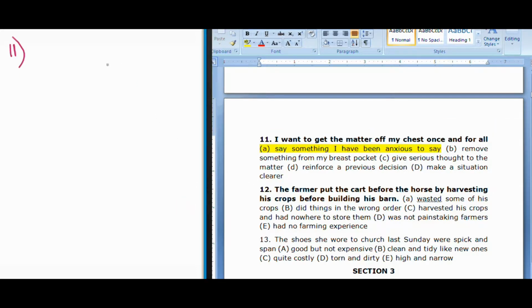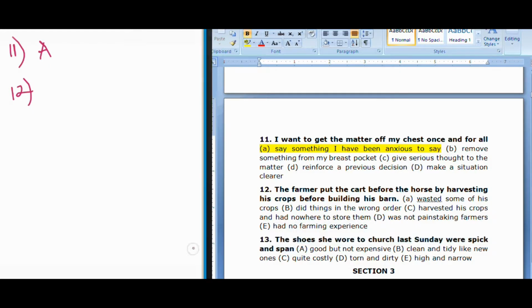Question 12. The farmer puts the cart before the horse by harvesting his crops before building his barn. Option A, wasted some of his crops. Option B, did things in the wrong order. Option C, harvested his crops and had nowhere to store them. Option D, was not a painstaking farmer. Option E, had no farming experience. Answer C, harvested his crops and had nowhere to store them.